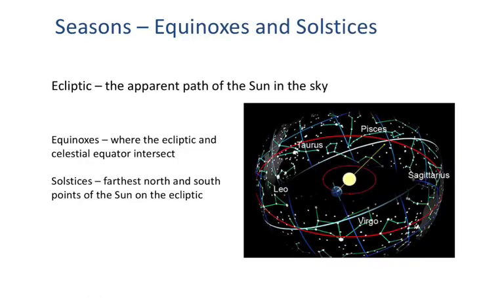Okay, so in this diagram here, what we see is the celestial equator, which is in white here, and then the ecliptic, which is in red right here. Okay, and so those points of intersection here, that's what we call the vernal equinoxes. So for spring and fall.